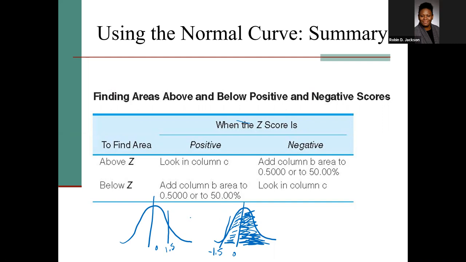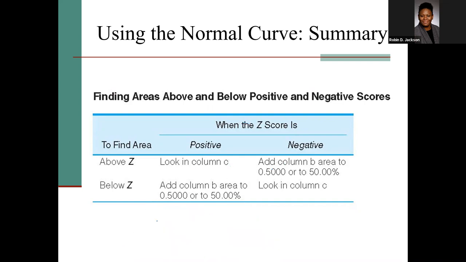Remember, if you have a positive Z-score, that's what we have over here. So positive 1.5, the Z is equal to 1.5. You know that you just look in column C for anything above the Z. If it's the opposite and it's a negative Z-score of 1.5, but you still want to find everything above the Z, you look at column B and you add that area from column B to that 0.500. All right, so I'm going to erase this now.